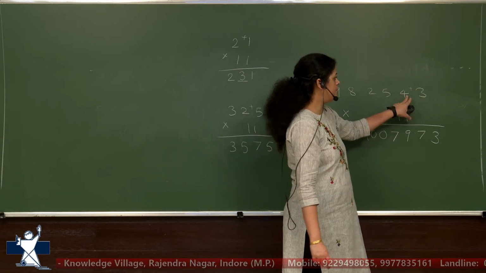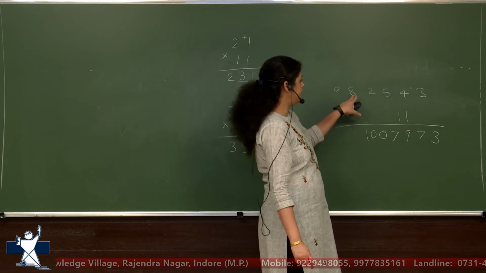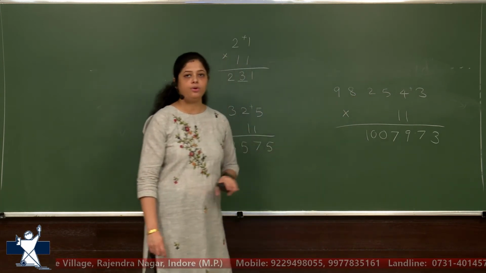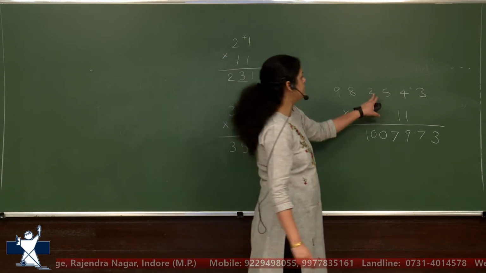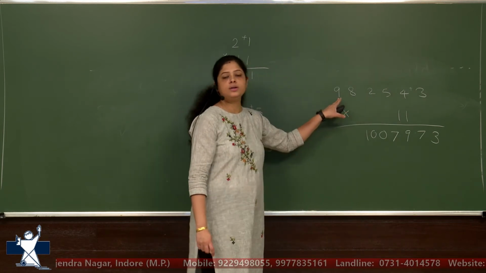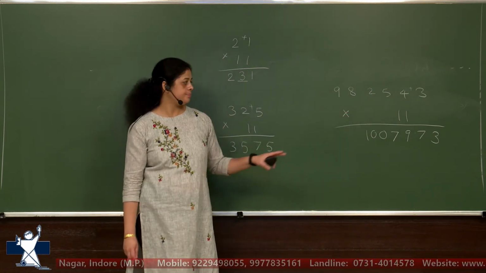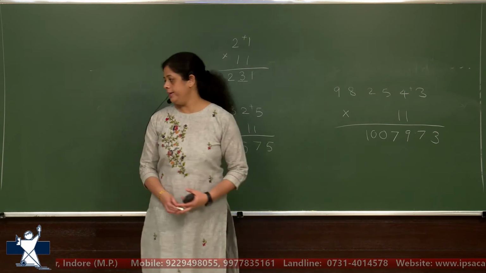जैसे 3 plus 4 is 7, 4 plus 5, 5 plus 2, 2 plus 8, 8 plus 9. You should not miss out on anything. जैसे आपने 5 plus 2 किया and सीधा 9 plus 8 नहीं कर सकते. You have to consider each and every digit twice. This is the trick to multiply by 11.